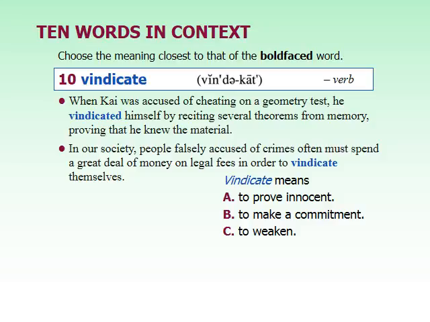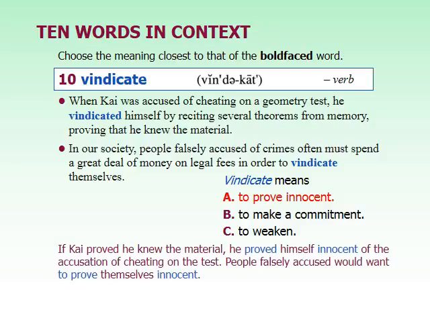When Kai was accused of cheating on a geometry test, he vindicated himself by reciting several theorems from memory, proving that he knew the material. In our society, people falsely accused of crimes often must spend a great deal of money on legal fees in order to vindicate themselves. So in this case, vindicate means to prove innocent. The word that's similar to this that we've already studied is exonerate, right? Exonerate means to prove to be not guilty or to free from blame. Vindicate has the same idea as well. On page 85, it's number 1, to clear from blame or suspicion, justify or prove right.